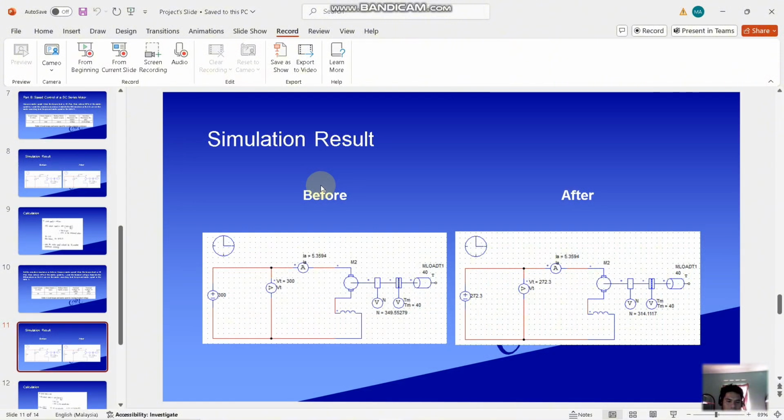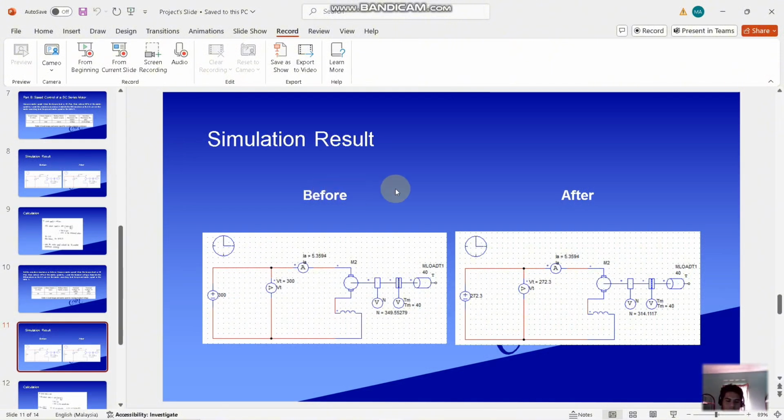Here we see the original circuit before lowering the terminal voltage. The power supply provides 300 volts to the motor. The ammeter shows a current of 5.3594 amperes. The motor is connected in series with the ammeter, and also in series with the field winding. The applied load torque is 40 Nm and the motor operates at 349.55 rpm. At this stage, the motor is running at its full supply voltage.